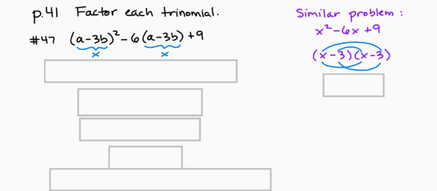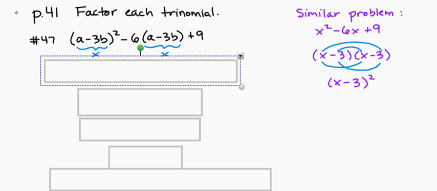So that checks. And when you have the same factor twice, you can go ahead and make it more efficient and write that answer as x minus 3 quantity squared. So that would be our answer if our problem was x squared minus 6x plus 9. Let's apply that to the problem we were given.